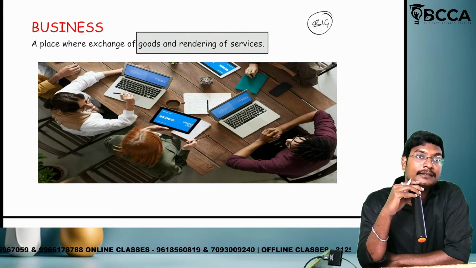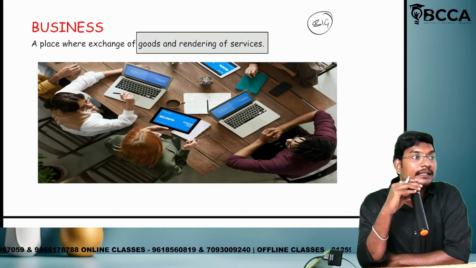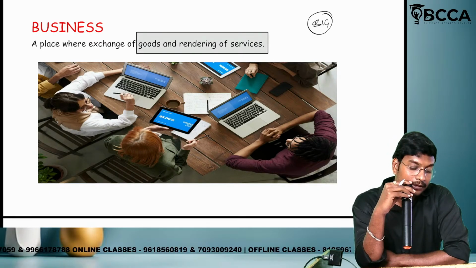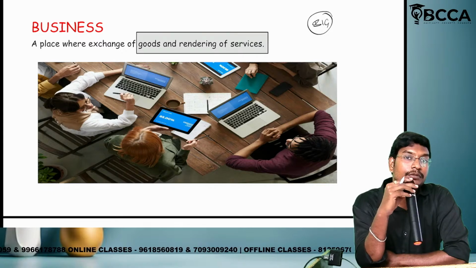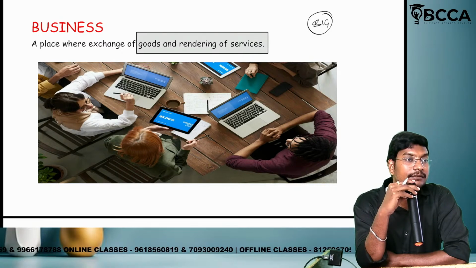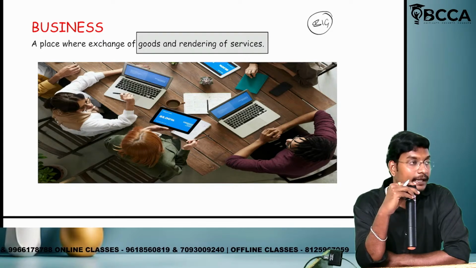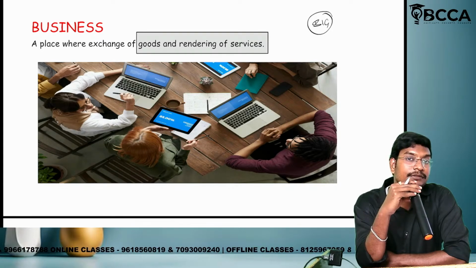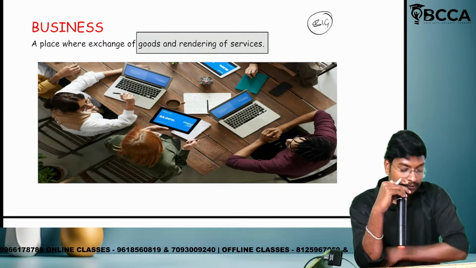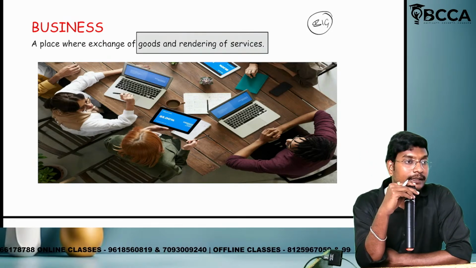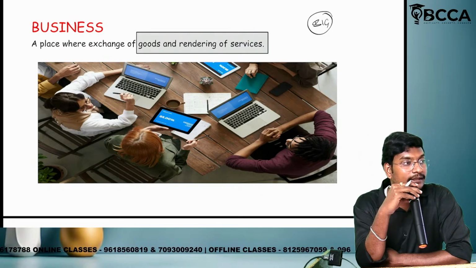In some organizations we are having the services. For example, if you take the BCCA, it will give the service. Which type of service? Education service. So some of the organizations are having goods, and in some organizations we are having services. So a place where exchange of goods or rendering of services happens is called a business.